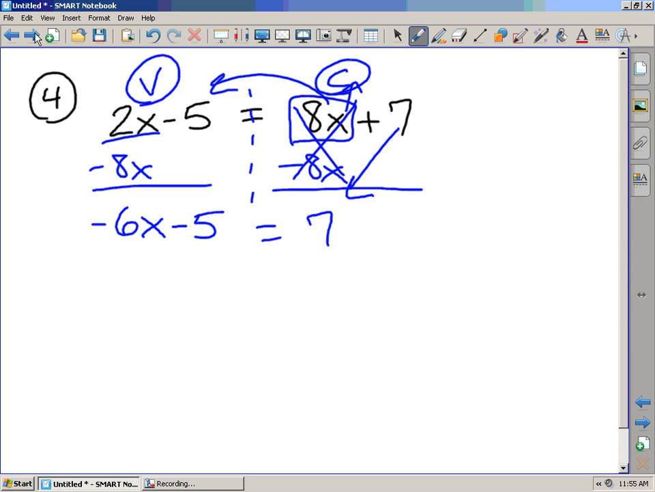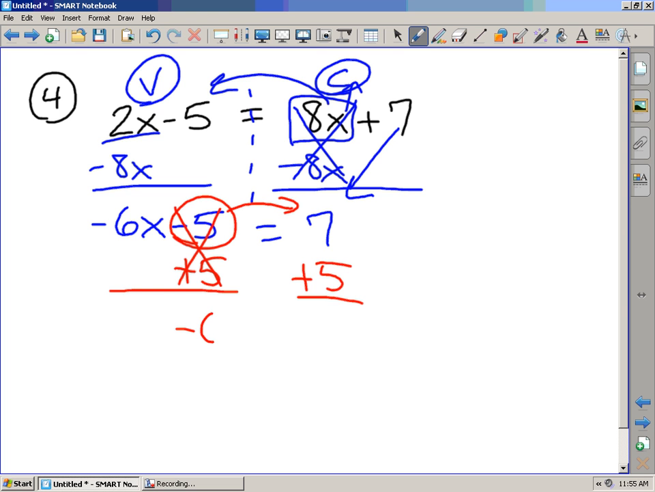And now I need to move this constant to the constant side. So the opposite of subtracting 5 is adding 5. Whatever you do to one side, you must do to the other. Negative 5 plus 5, that's 0, so you're left with negative 6x. On the right side, 7 plus 5, we get 12.